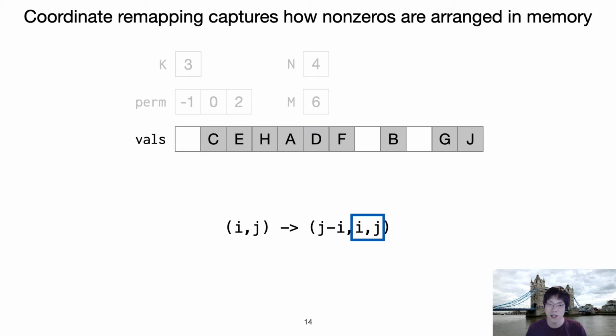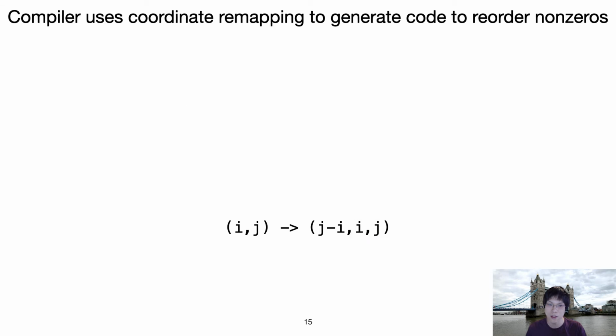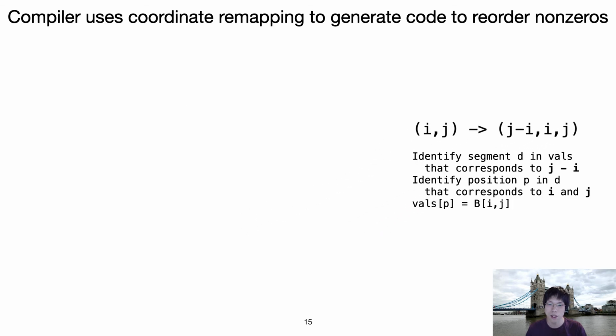A compiler can then use these coordinate remappings to generate code that reorders nonzeros when converting tensors between different formats. At a high level, this entails emitting code that uses computed as well as canonical coordinates to recursively locate where each nonzero should be inserted into the result.